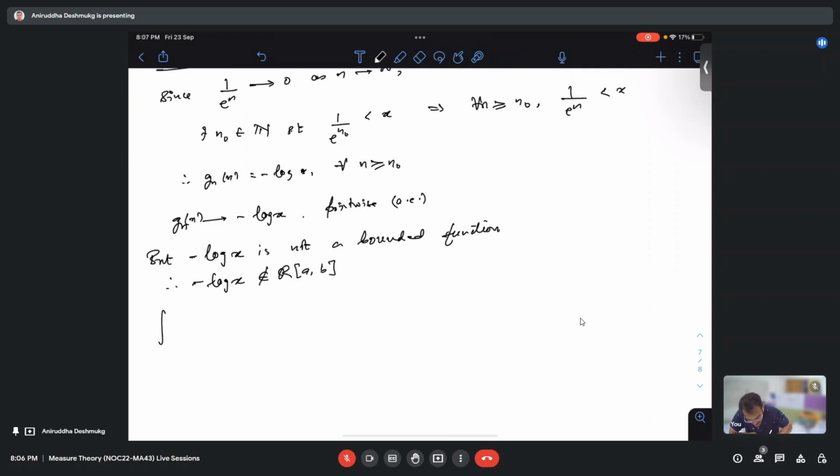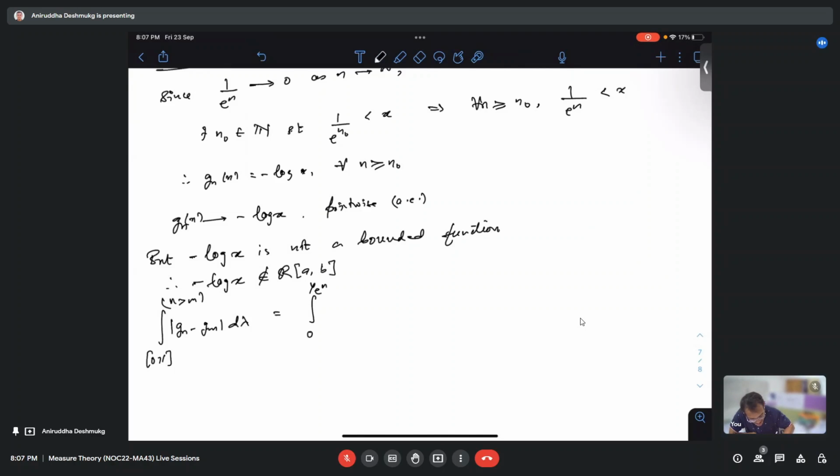So let us look at the integral of mod Gn minus Gm, d lambda. I can do it over R, or what is the interval? The interval is 0, 1. So this is going to be split into 3 parts. 0 to 1 over e to the power n, assuming that n is bigger than m.